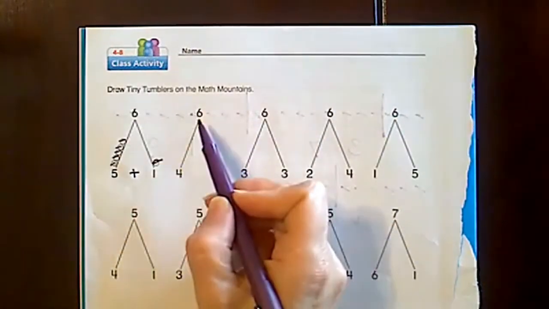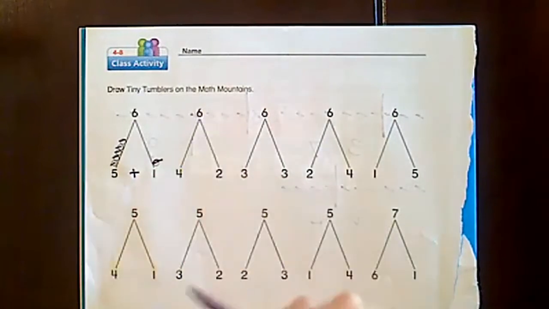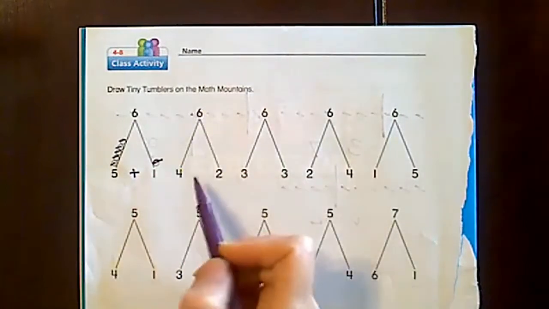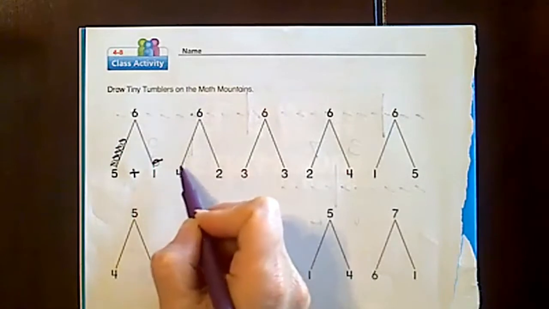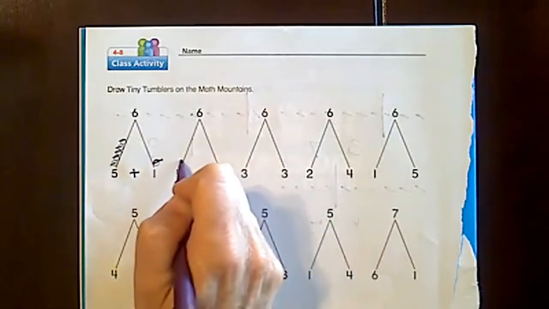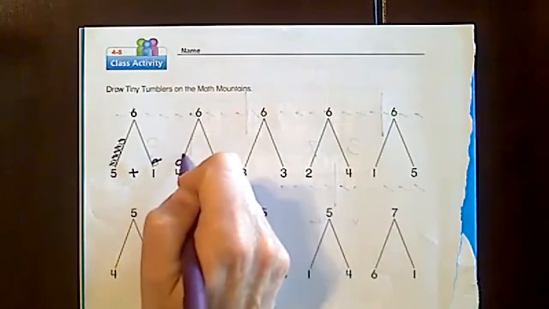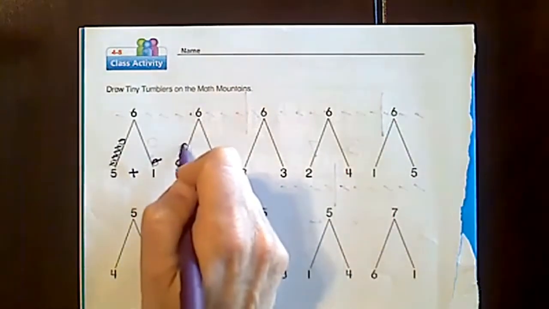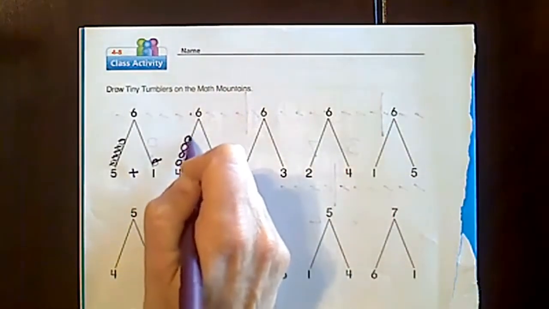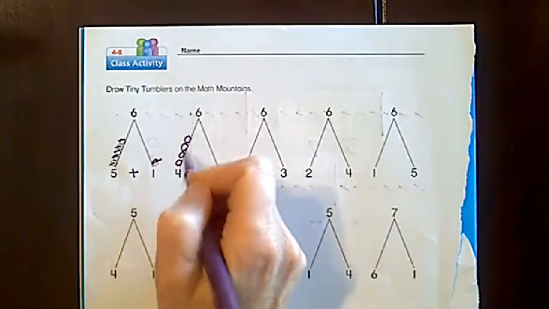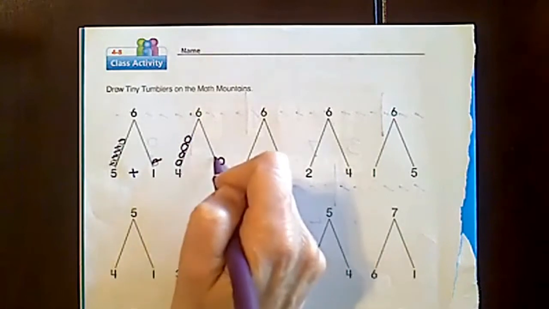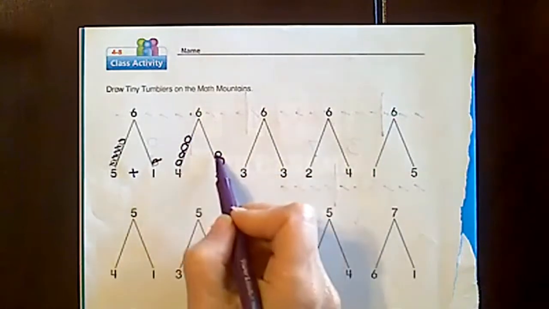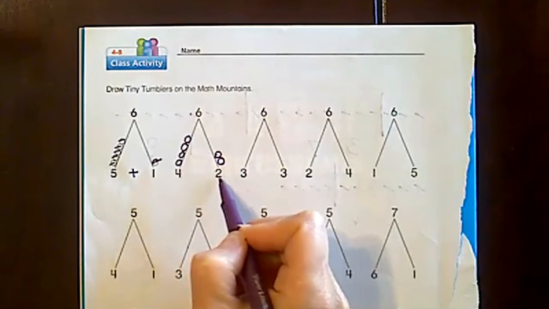Okay, here, the next morning, we have our 6 tiny tumblers at the top of their mountain. And this morning, we have 4 that are rolling down on this side. Let's draw them at the bottom. 1, 2, 3, 4. If 4 roll down on this side, we have 1, 2, 3, 4, 5, and 6. We got it right.